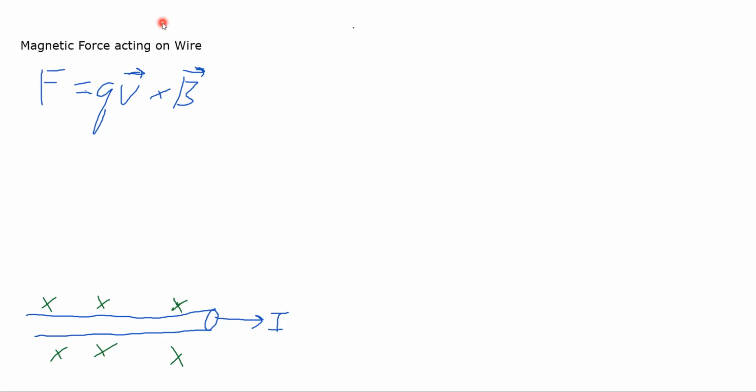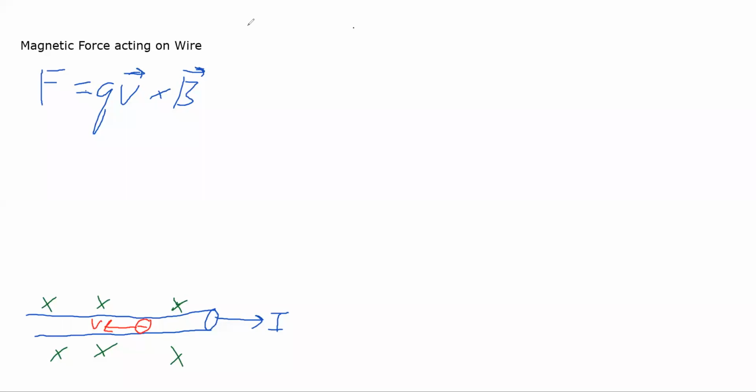One, if you think about current, current is just a flow of positive charge, and we're actually looking at the electrons moving in the opposite direction. Okay, so if these electrons are moving to the left here, inside a magnetic field, right, they're going to feel a force. Right? And let's try to figure out what direction that force is.